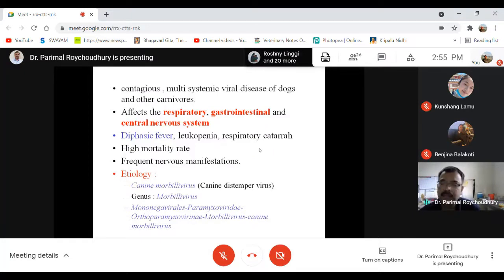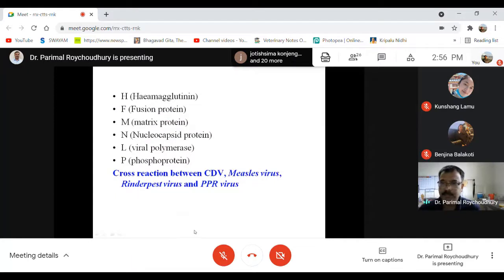because all of them are paramyxoviruses. They cause inflammatory reactions in the Peyer's patches and other submucosal lymphoid aggregates, and that causes inflammatory reactions in the mucosa. Hemagglutination and frequent nervous manifestations are seen. If you go through the organism, you'll find this is canine morbillivirus, the causative organism under Paramyxoviridae, genus Morbillivirus, and canine morbillivirus is the causative organism.